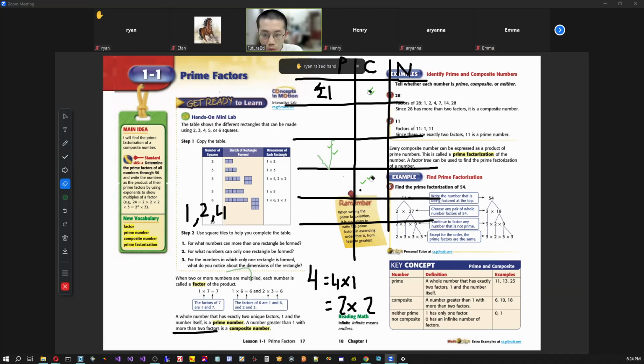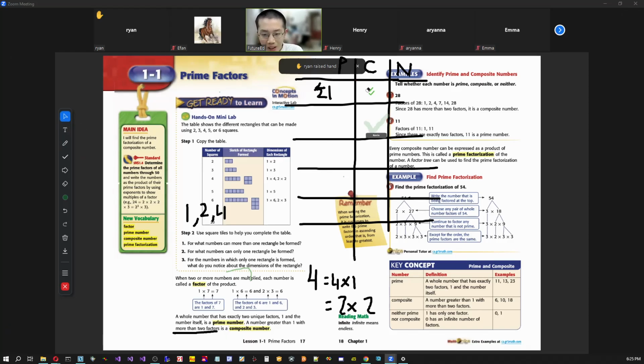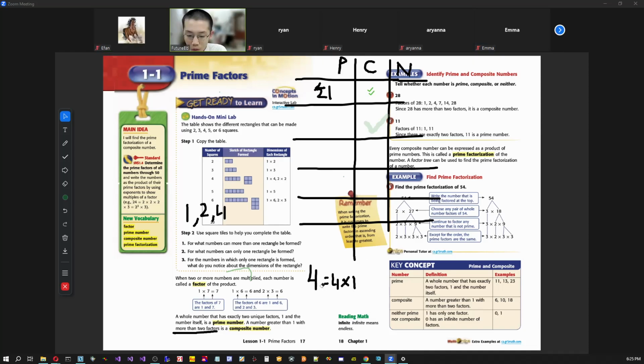So I see a few people are choosing composite. Why is 21 composite? Or why is 21 prime? If I know Ryan, you just prime. No, but actually, I accidentally did it on the wrong place. Oh, okay. Well, don't worry.